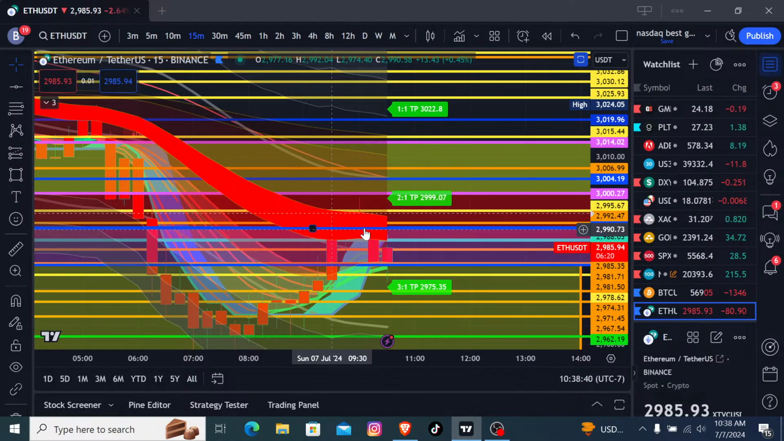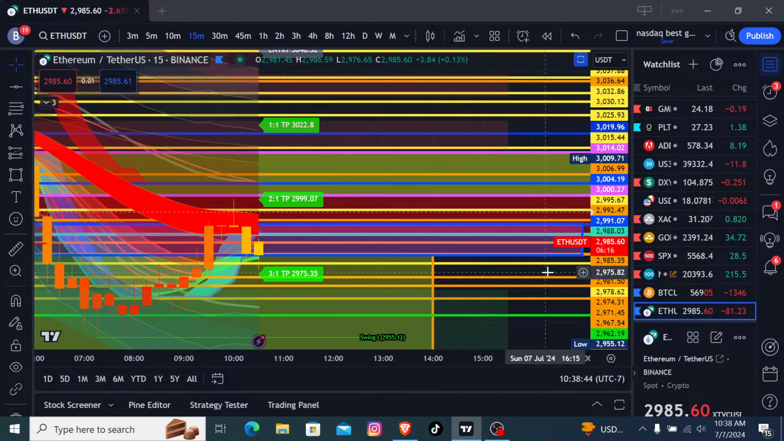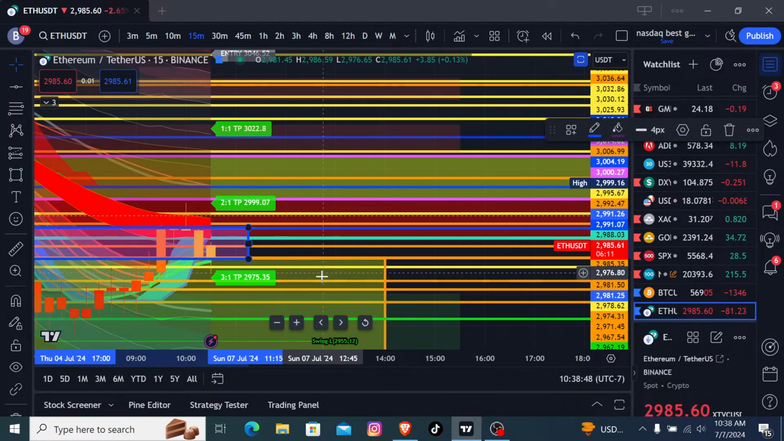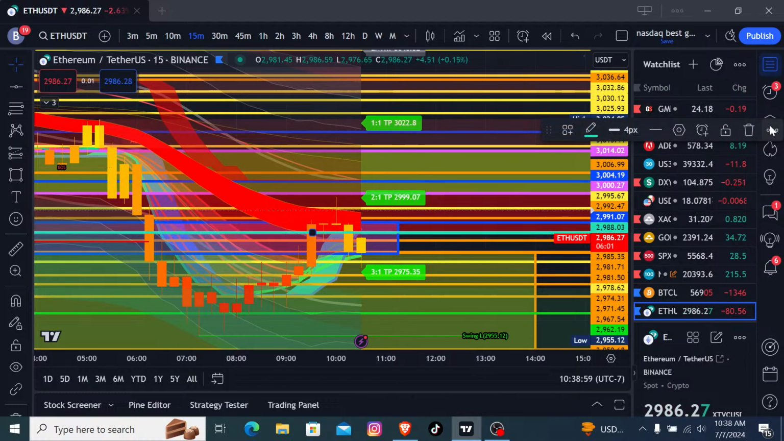You see, it's creating support inside the box, which is that 8-hour box that I just made. Right? It's creating support right there, and then wants to go for the move. And you see how there's resistance right here in this area. So again, that's what we need to do.